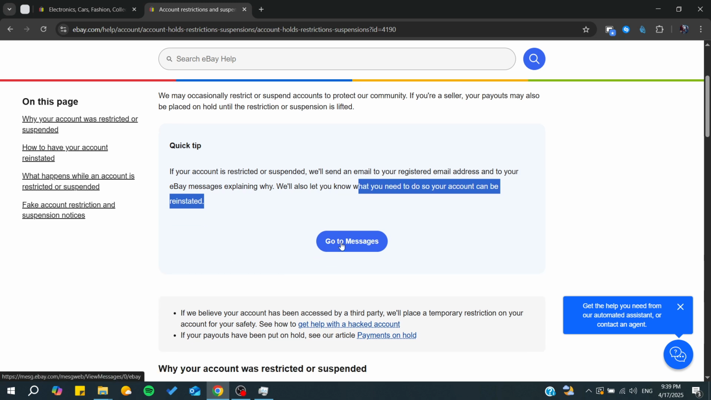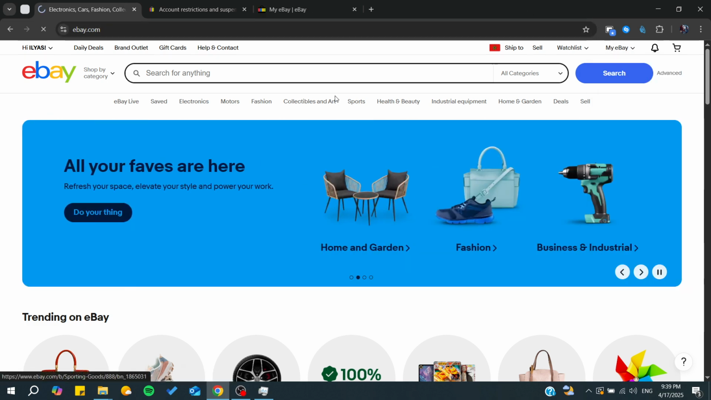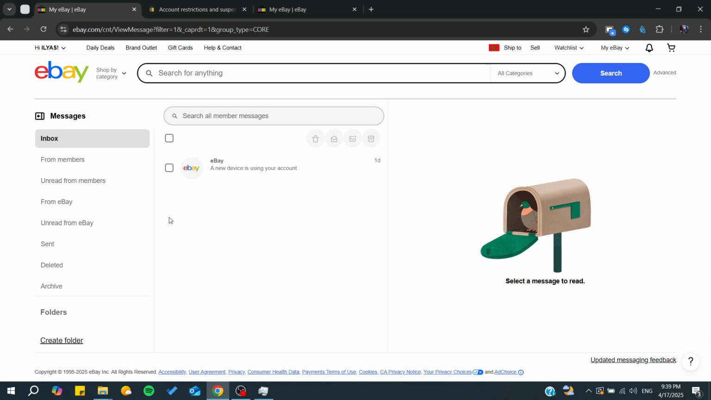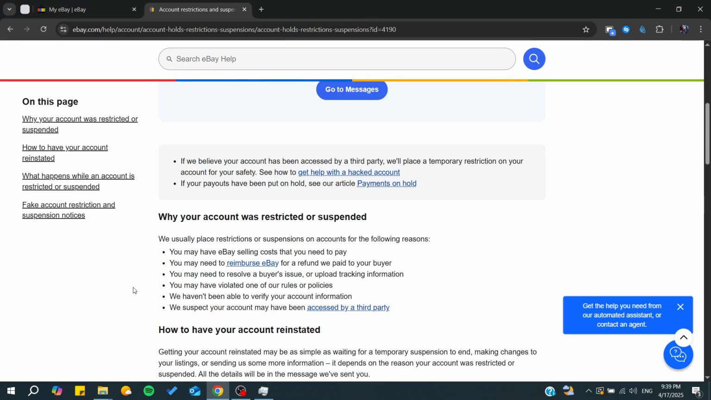So basically, you can also go to your messages. You might find them also in My eBay and Selling, and basically you would find here the unread messages, or you can simply just go to messages. So you can go to your message center, and from there you can find the eBay message that is contacting you about your problem. And basically you will be able to solve the problem and reinstate your account.